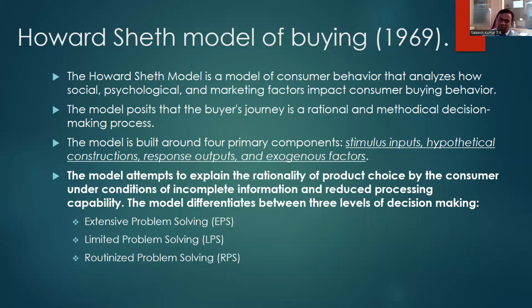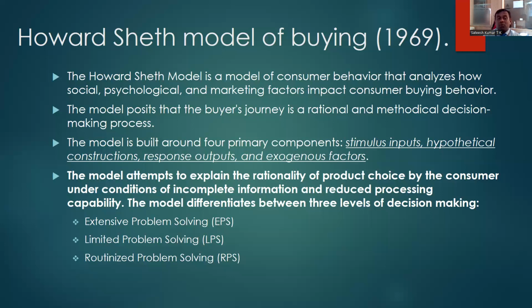This model differentiates between three levels of decision making: extensive problem solving, limited problem solving, and routinized problem solving. These are the three types of consumer buying behavior. If someone asks, there are four types, but we're going to focus here on three. One is extensive problem solving. That means the consumer will take a lot of time, energy, and cognition to solve the problem. Solving the problem here means buying a product or a service. That is called extensive problem solving.